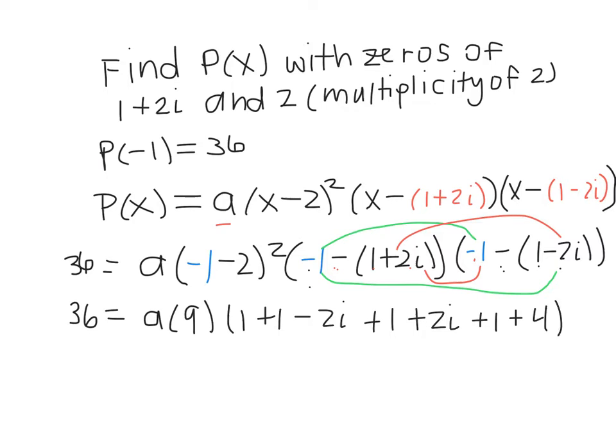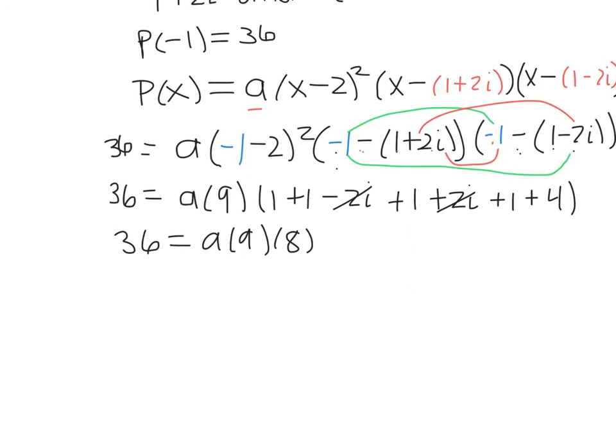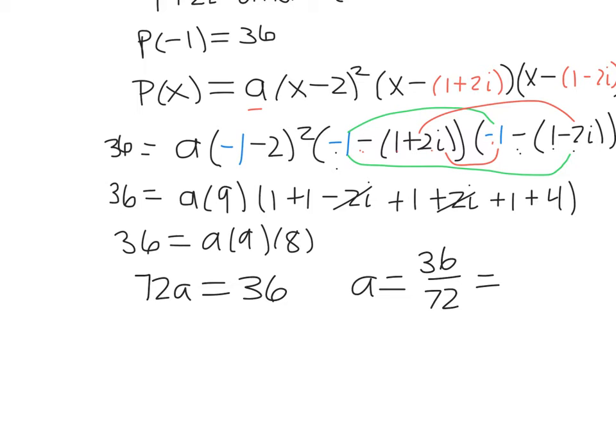Okay, now let's simplify what we have. So we have the 36 equals a times 9. Now let's look at what we have in the parentheses over here. The 2i and the negative 2i cancel each other out, and then if we add everything else together, we have 8. So we end up with 72a equals 36. So a is equal to 36 over 72, which simplifies to 1/2. Okay, so that gives us what a is.